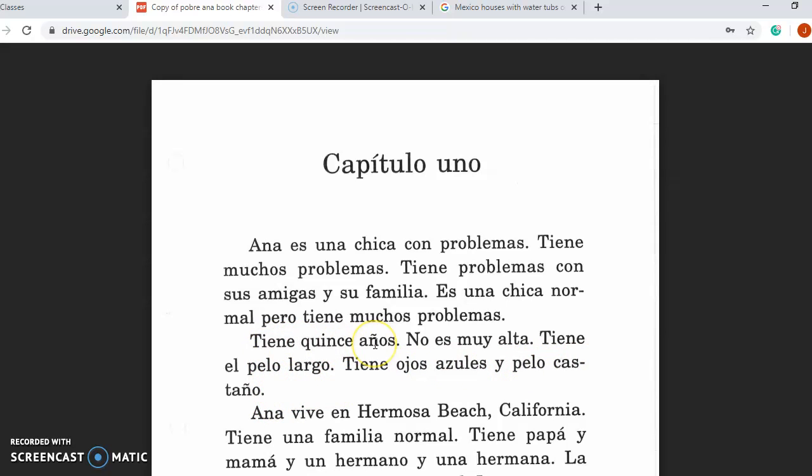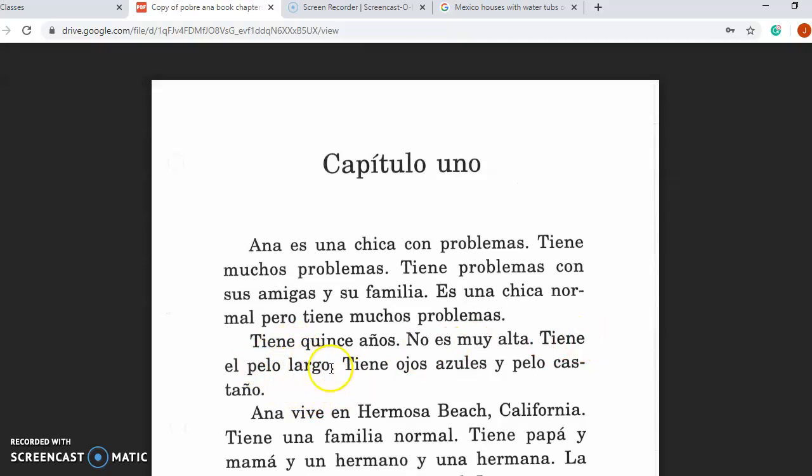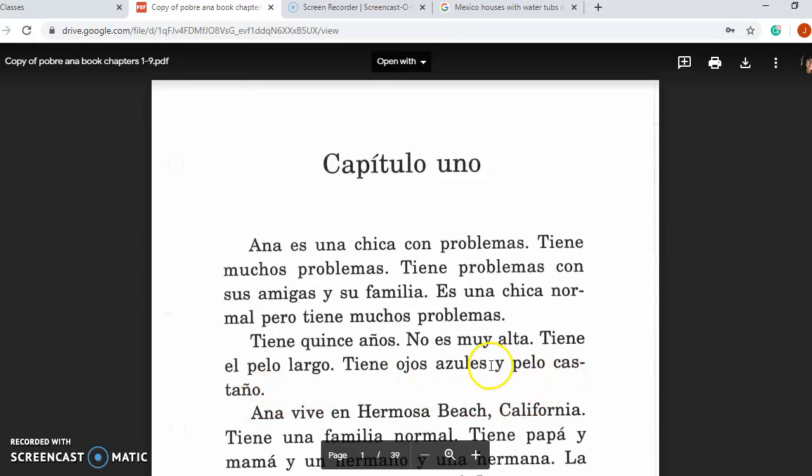She has 15 years, or she is 15 years old. She's not very tall. She has long hair, or hair long. She has blue eyes, or eyes blue, and hair that is dark, or dark hair.